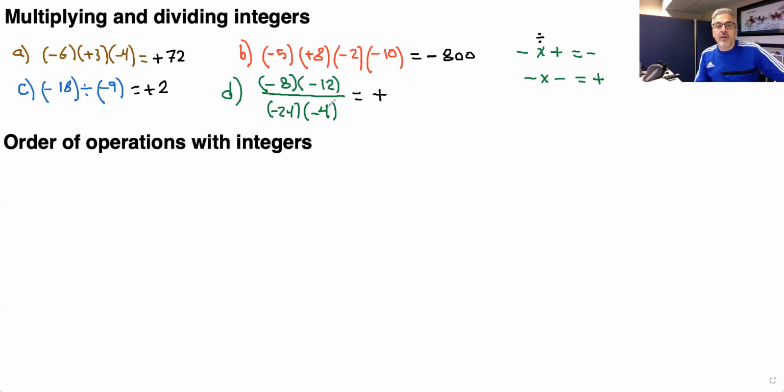But from here, once you determine what the sign is and it's positive, you ignore the signs. Now you just focus on the numbers. You could reduce from here. So whatever way you want to reduce. So you could go 4 goes into itself once, goes into 12 3 times.